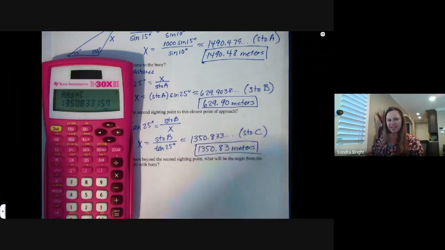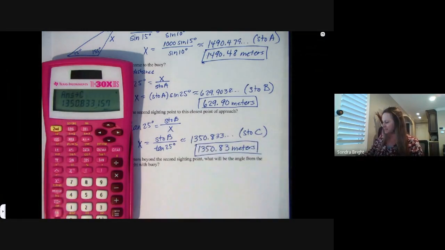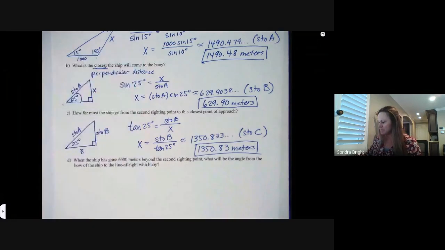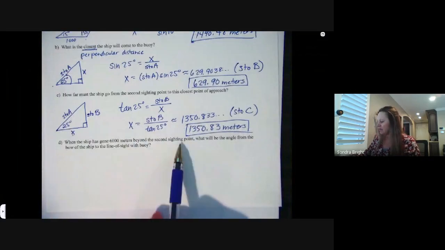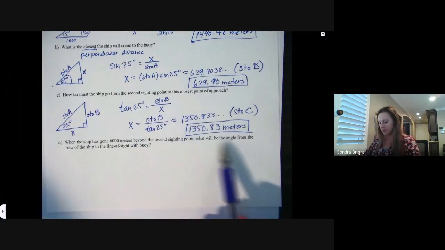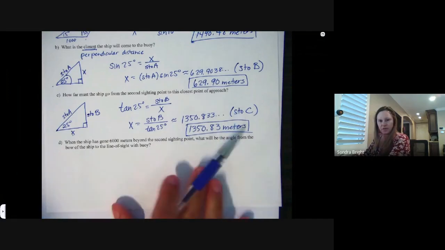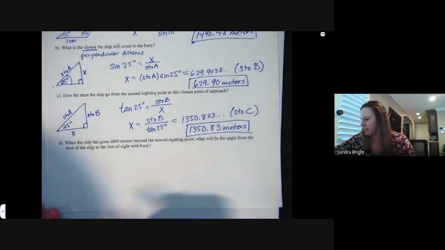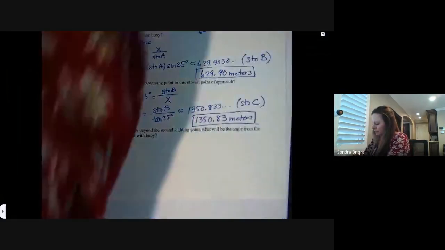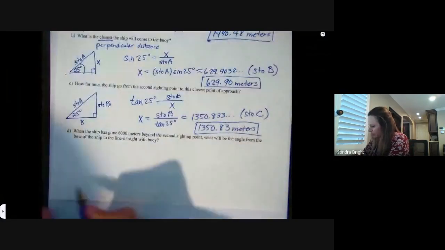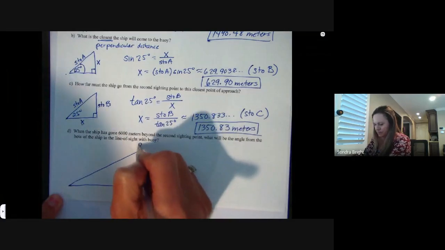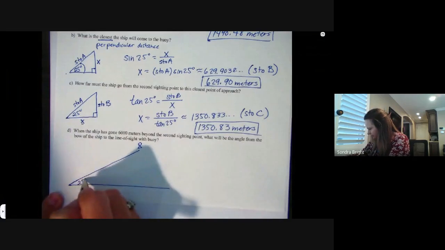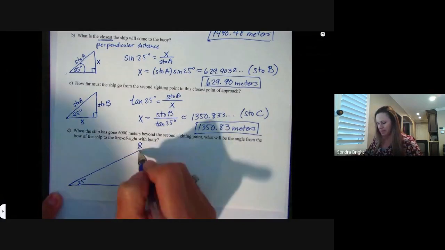Okay, last part. When the ship has gone 6,000 meters beyond the second sighting point, what will be the angle from the bow of the ship to the line of sight with the buoy? Let's try to make it neat. What do I know? Here's the buoy, and I know this was 25 degrees.